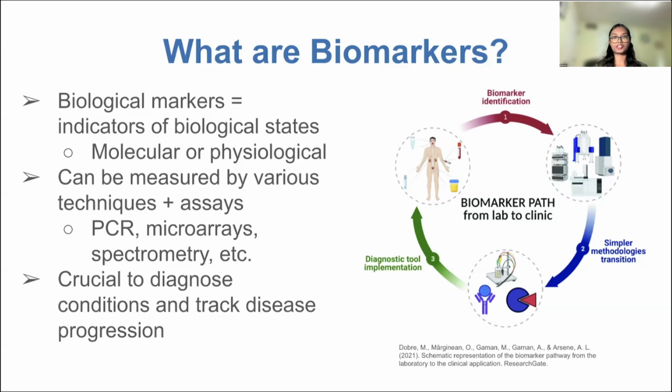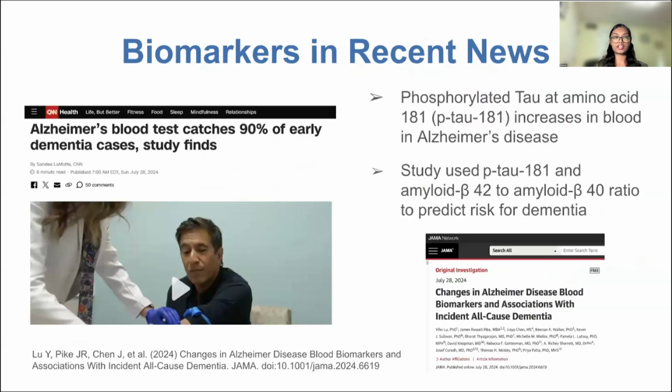And recently, biomarkers were in the news as it was found that Alzheimer's disease-specific biomarkers collected from blood in midlife can predict dementia. Specifically, the study found that increased levels of p-tau 181 and decreased levels of amyloid beta 42 to amyloid beta 40 ratio are strongly correlated with dementia, meaning that with a blood test for AD biomarkers, 90% of early dementia cases can be caught.